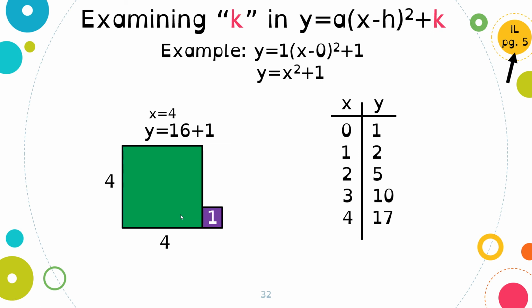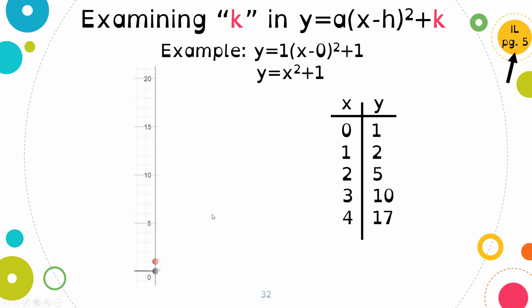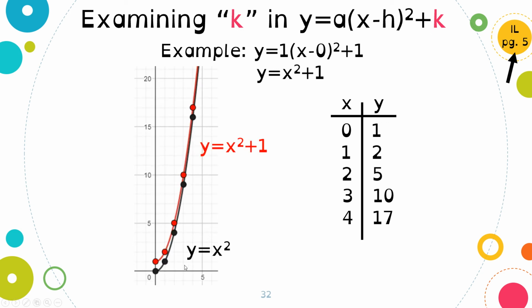So our pattern has shifted. Our x values are still the same. We pick the same ones, but our other values have changed. They've shifted, they've moved, they've increased by 1 because we added 1 each time. If we graph that, we can see that y equals x squared is still our parent function, this black one, but this red function, y equals x squared plus 1, is our new function that we were investigating, and each of our points has now shifted up 1. So our whole parabola has shifted up because we added 1 to it.